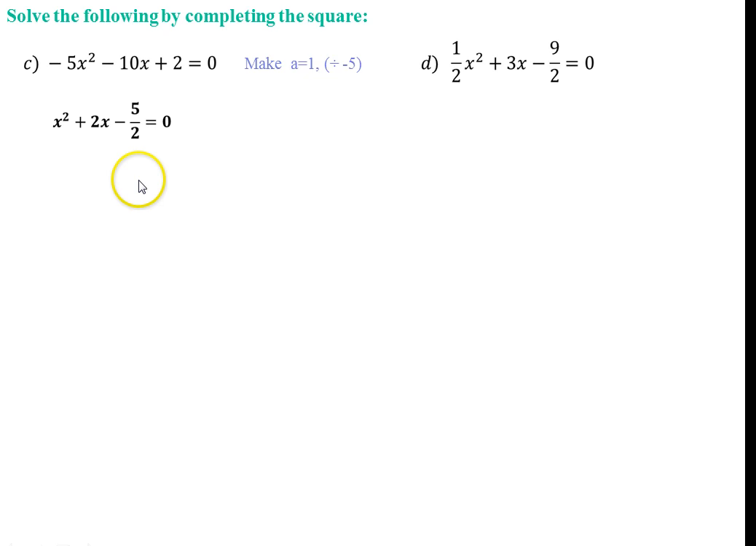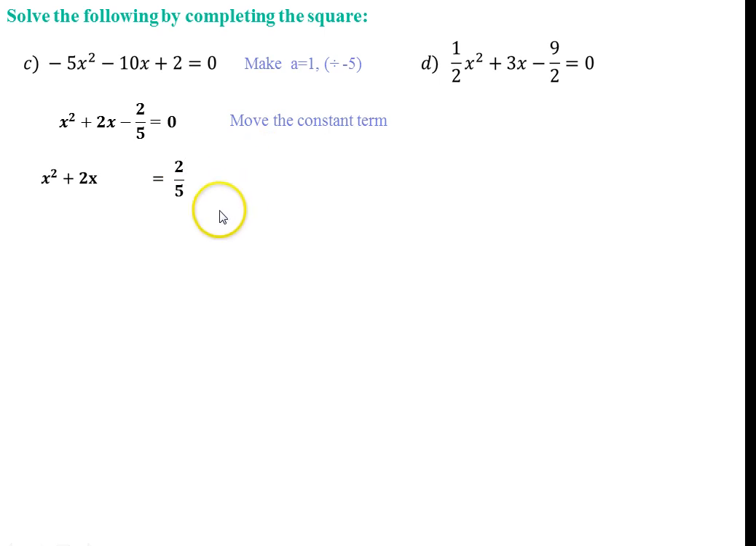Not true. Alright, so 2 divided by negative 5 would be negative 2/5. Alright, now we're going to move the constant term. So add 2/5 to both sides. I said 2/5, so there we go.